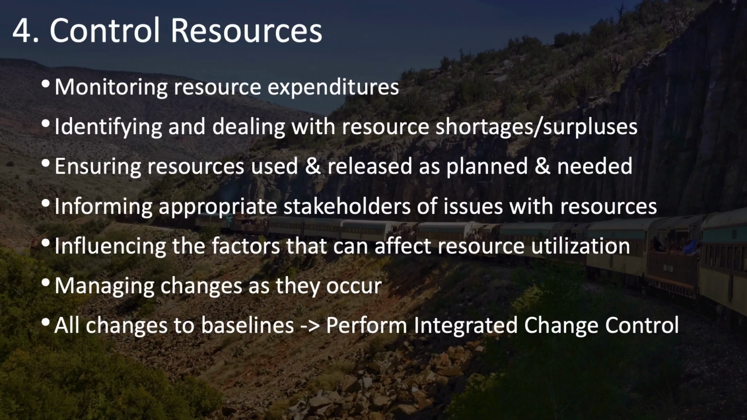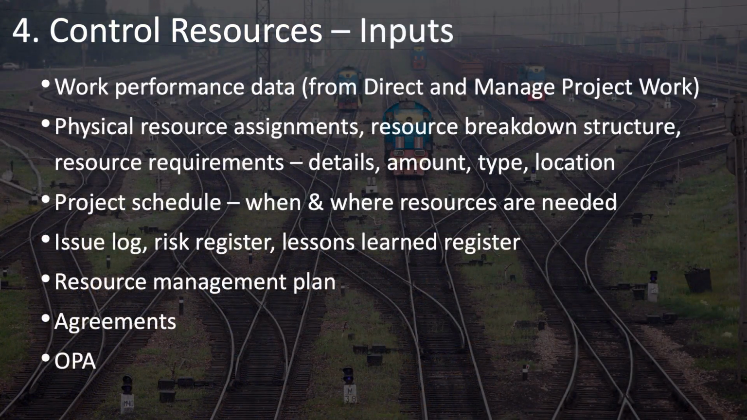The primary inputs to your control resources process start with work performance data, which comes from your direct and manage project work, which will give you details about the utilization of resources and how well they're being used and if they're being used according to the schedule. Also, your physical resource assignments, resource breakdown structure, and resource requirements that are sort of your baseline of details about the amount and type and location of needed resources. Also, your project schedule, which indicates when and where these resources are needed.